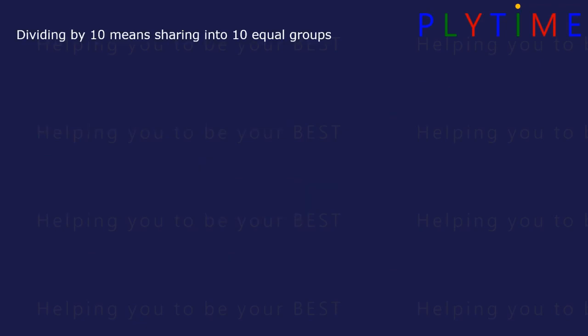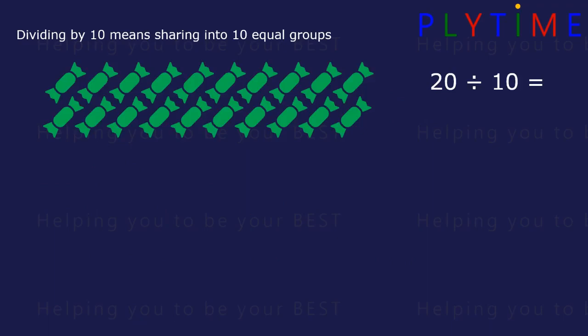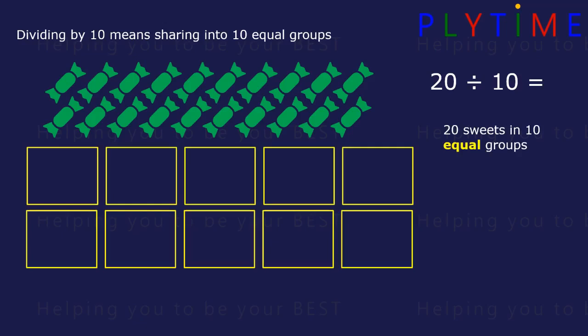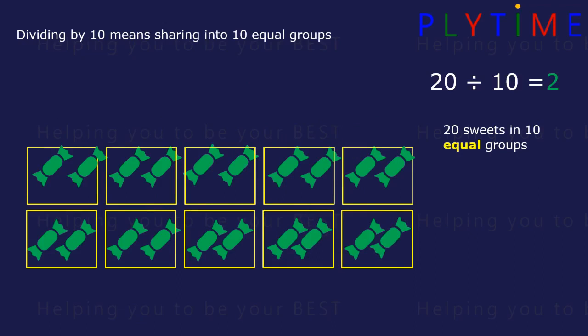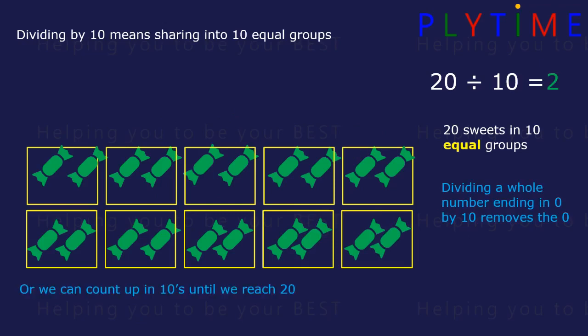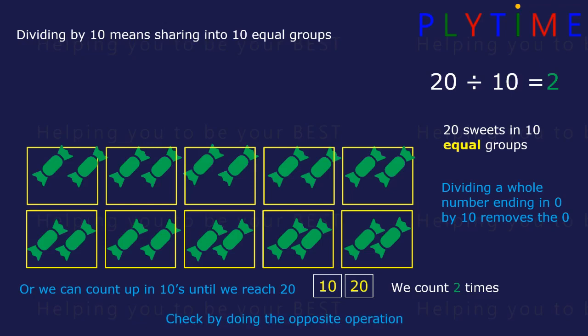Dividing by 10 means sharing into 10 equal groups. 20 divided by 10. 20 sweets in 10 equal groups. If we put our sweets into 10 equal groups, we'd have 2 sweets in each group. 20 divided by 10 is 2. Dividing a whole number ending in 0 by 10 removes the 0. Or we could count up in 10s until we reach 20. 10, 20. It's 2 groups, we count 2 times. And we can check by doing the opposite. 10 times 2 equals 20. That's right.